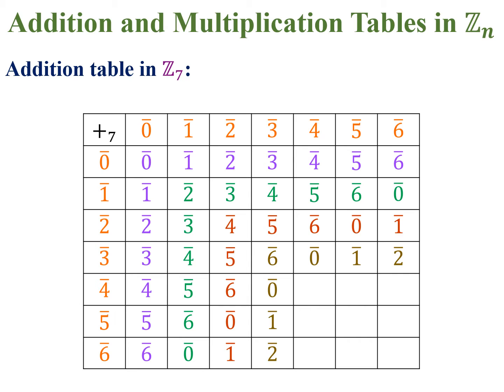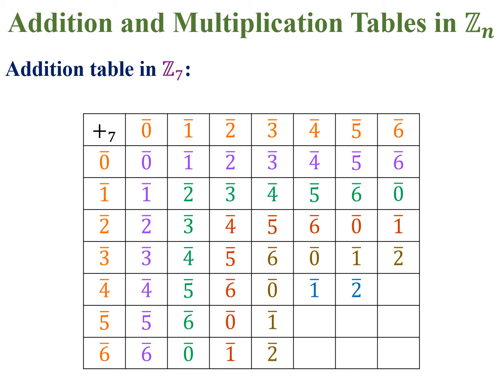Again, to find this cell value, you have to add class of 4 with class of 4. 4 plus 4 is 8, not present in Z7. After dividing 8 by 7, you will get 1 as remainder. So here will be the class of 1. 4 plus 5 is 9, which is absent in Z7. So divide 9 by 7, you will get 2 as remainder. So here will be class of 2.